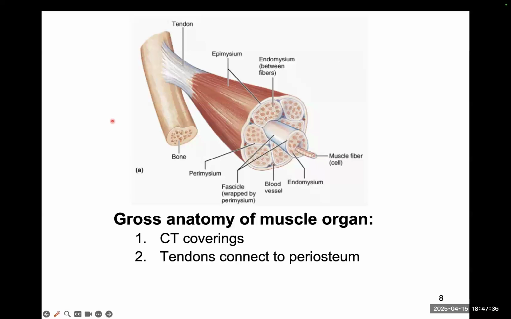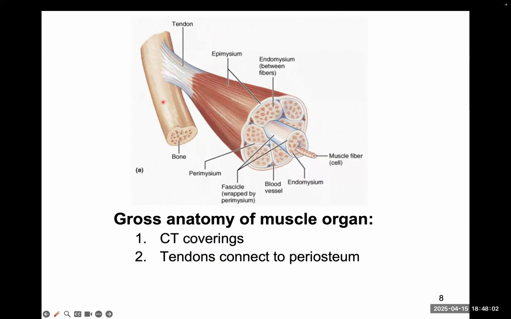Okay, so here's what it looks like again. If you look at the individual muscle, you've got the connective tissue covering around the outside. And then tendons connect to the periosteum on the bone. This is a tendon made out of dense regular CT, and that's going to connect to the periosteum, which is on the outside of the bone.